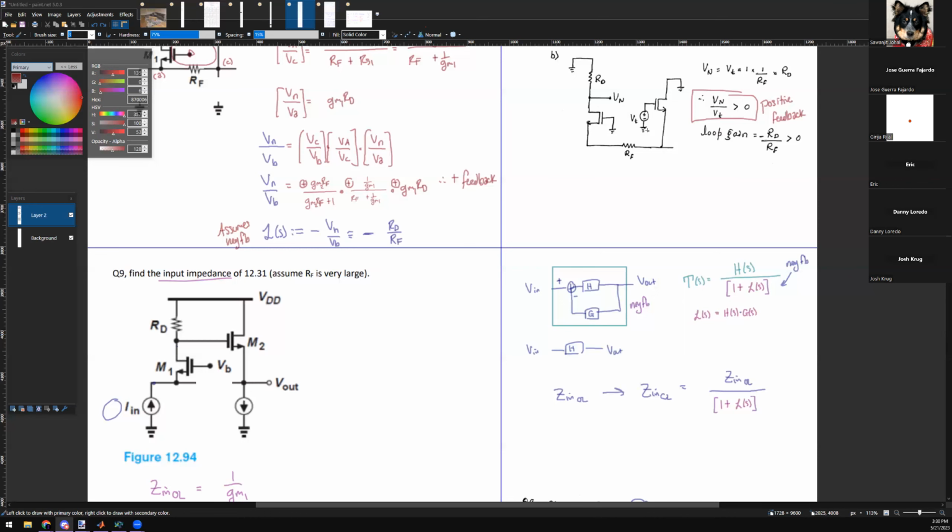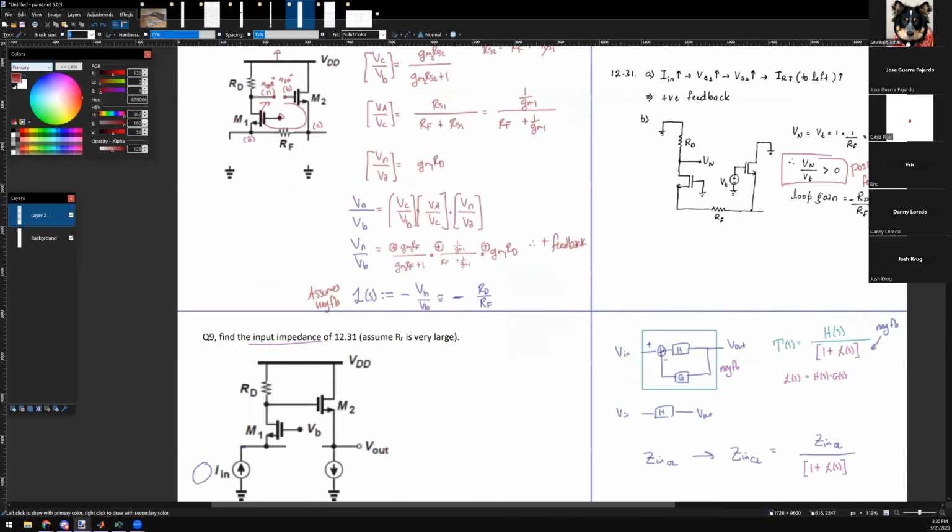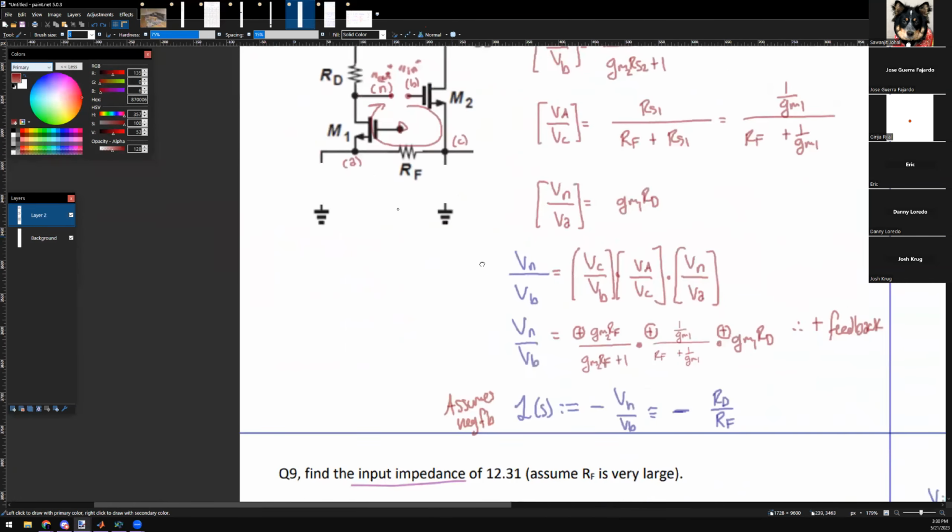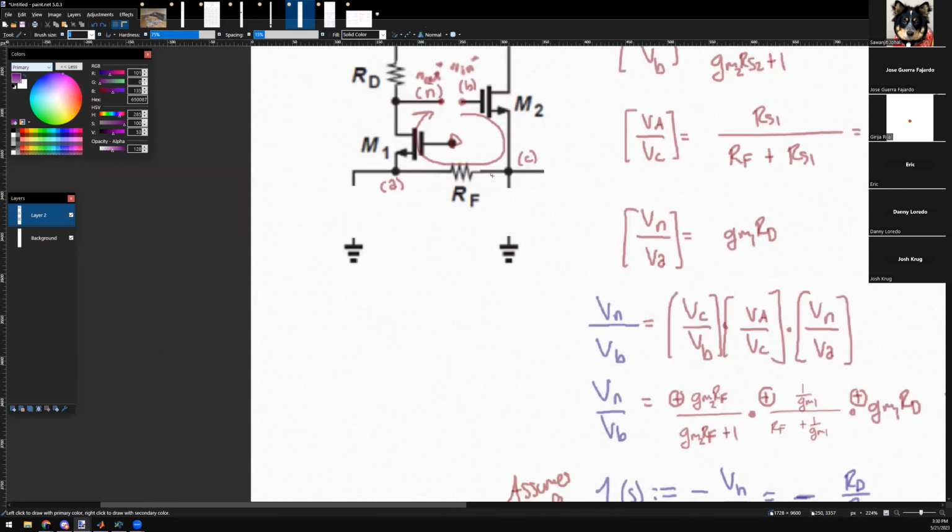And because the circuit is positive feedback, when I solve this guy's circuit, you actually have an H, you have a G, you have the output, you have the input, right?